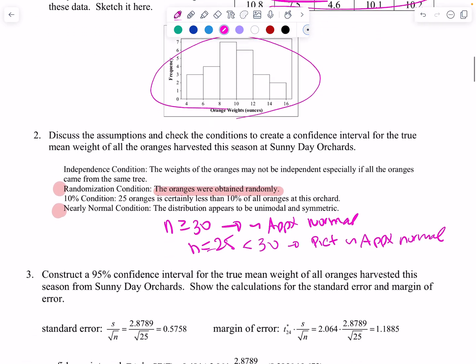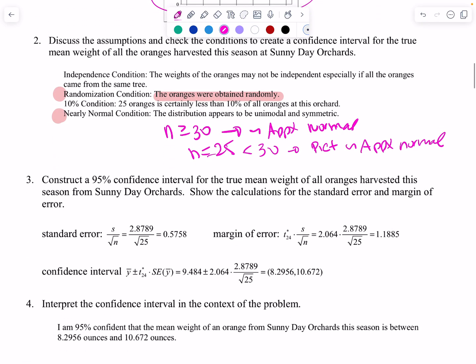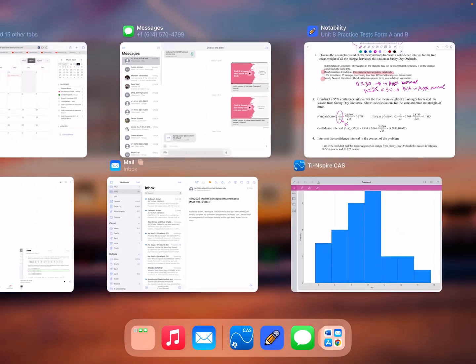Now, I need this here. We know that for my standard error, I have s over square root of n, and I need that. However, I don't know what s is. I do know what n is, it's 25, but I don't know what s is. So the way I'm going to have to do that is go back to my spreadsheet.